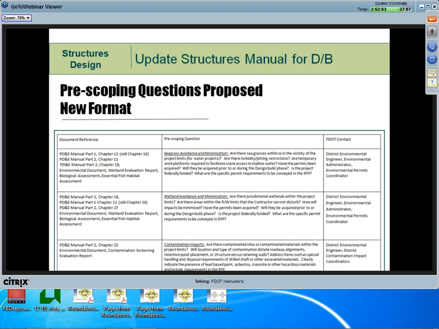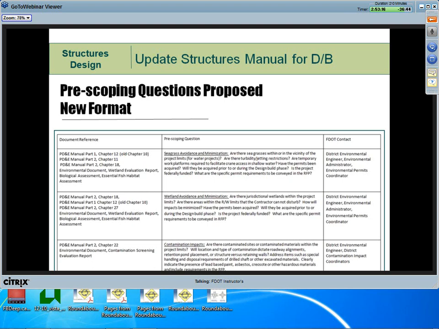We have found these questions to be excellent for developing RFP constraints. We have also found these questions excellent for reviewing draft RFP documents. And quite frankly, my guys, when we review an RFP, this is probably the first place that we start as we go back to the pre-scoping questions to make sure that all the constraints are there.